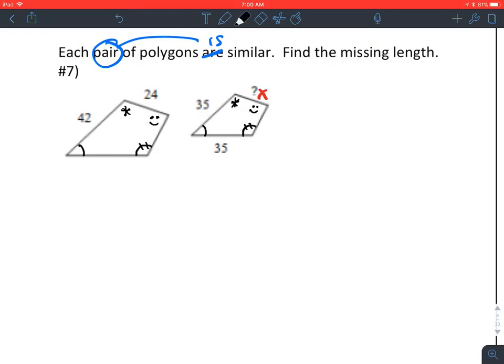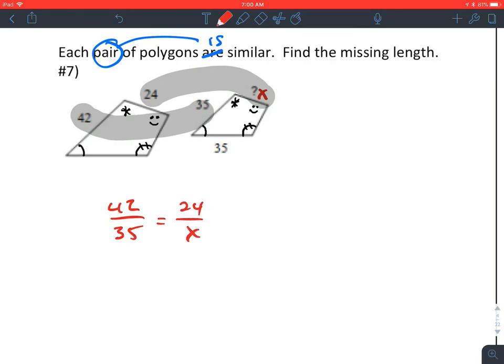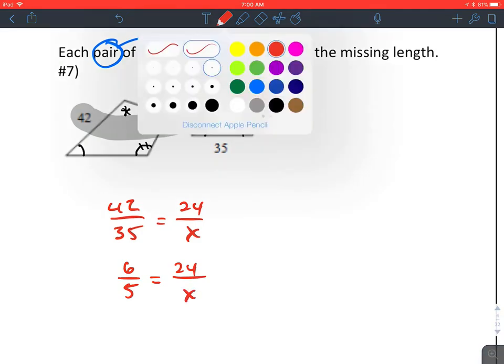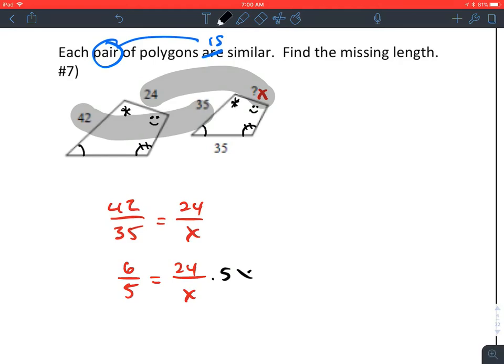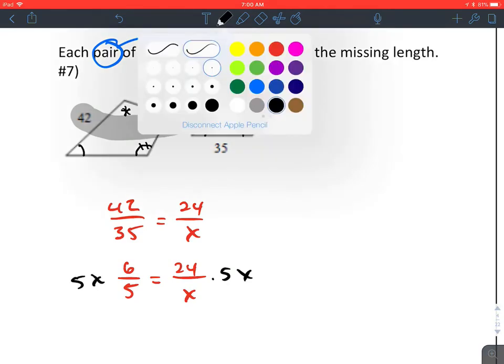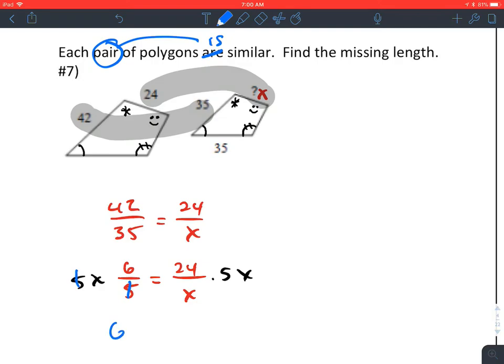So I picked two corresponding sides. 42 is to 35, as 24 is to x. Then I solve this equation. I'm going to choose to reduce the fraction on the left first. I can divide both of those by 7 and get 6/5 is 24 over x. I can then multiply both sides by 5 and x. On the left, the 5's cancel. On the right, the x's cancel.